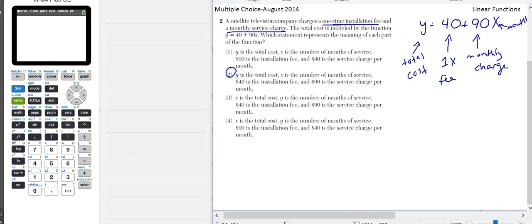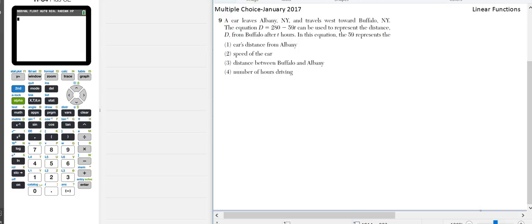Let's look at one last question. This is question 9 from the January 2017 Regents. A car leaves Albany, New York and travels west towards Buffalo, New York. The equation d is equal to 280 minus 59t can be used to represent the distance d from Buffalo after t hours. In this equation, the 59 represents the, and we have 4 choices. So let's look at our equation. d, they tell us, is the distance from Buffalo.